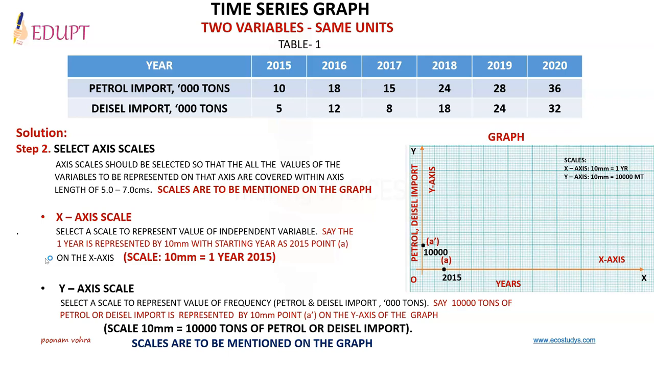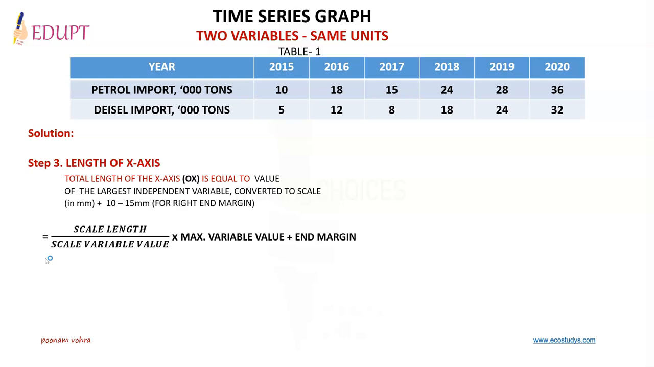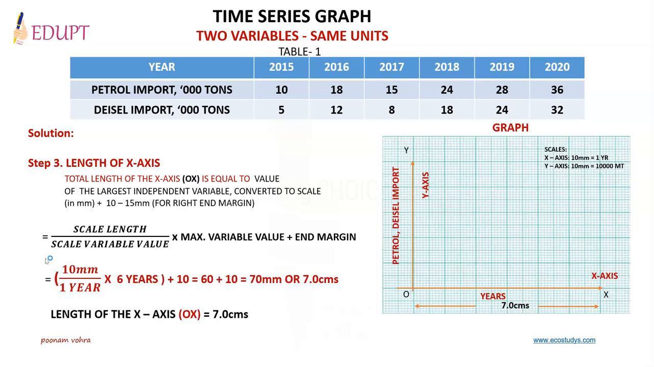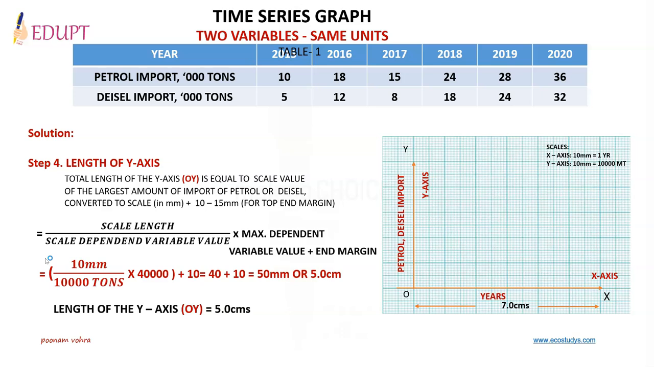Next is to find out the length of x-axis using this formula: scale length divided by scale variable value into maximum variable value plus end margins. One finds that it turns out to be 70 millimeters or 7 centimeters. So length of x-axis would be 7 centimeters. And finding exactly on the same lines for length of y-axis, it turns out to be 50 millimeters or 5 centimeters.